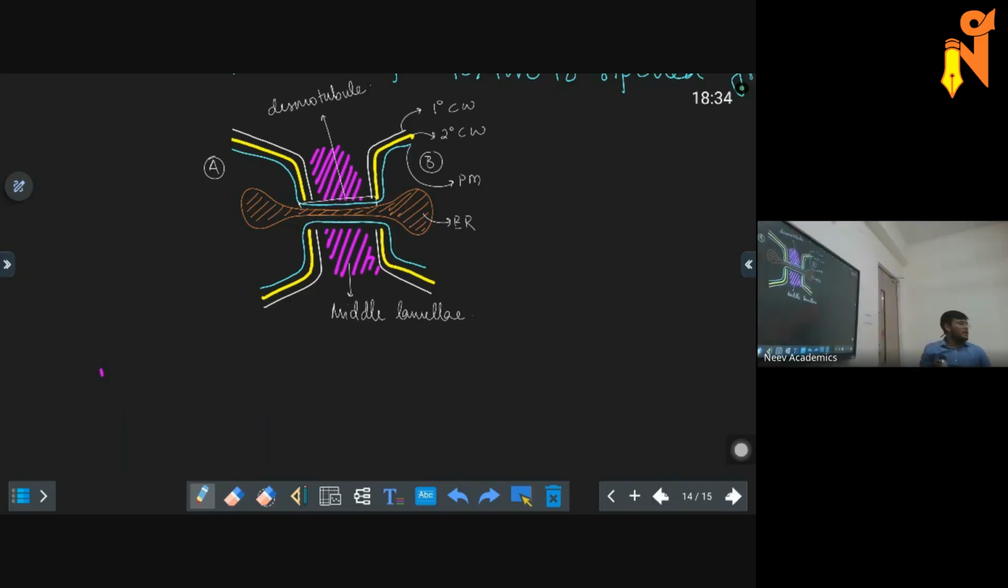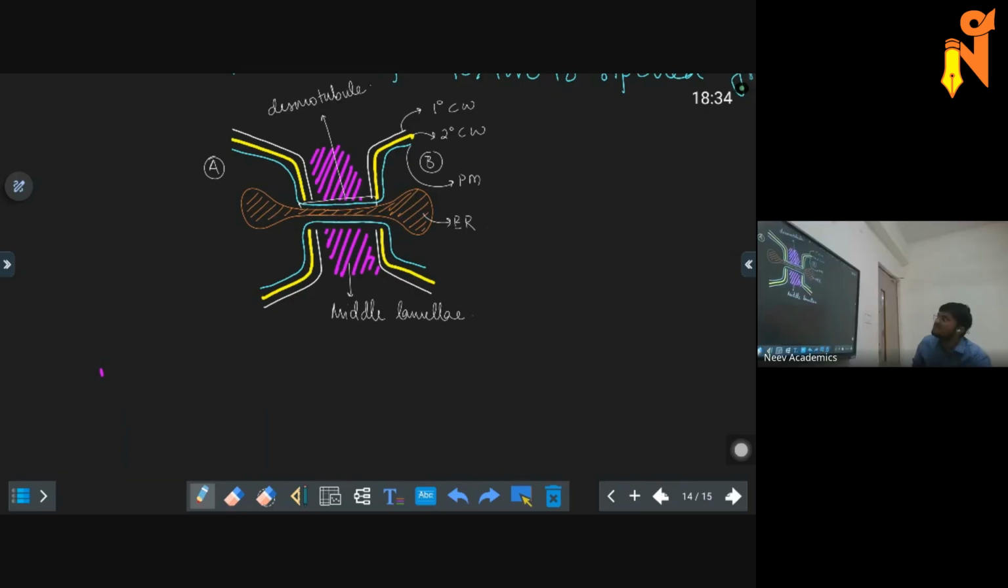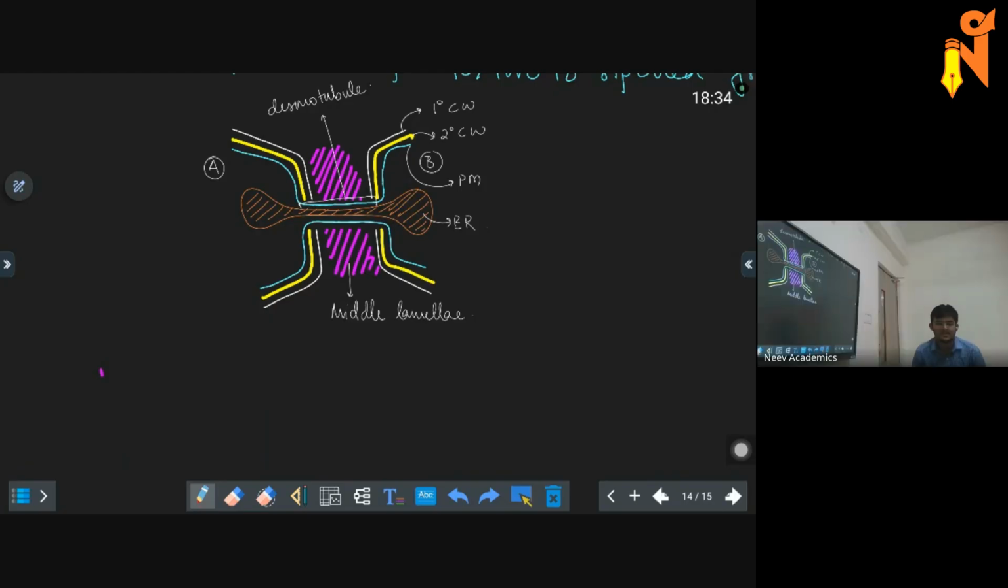Whenever you are drawing a diagram, use pencil. Always use pencil. Don't use pen for diagrams, at least for biology. This is chemistry, but for biology, always use pencil. So CW and 2CW refer to primary and secondary cell wall. 1 degree is primary, 2 degree is secondary. Okay, done.